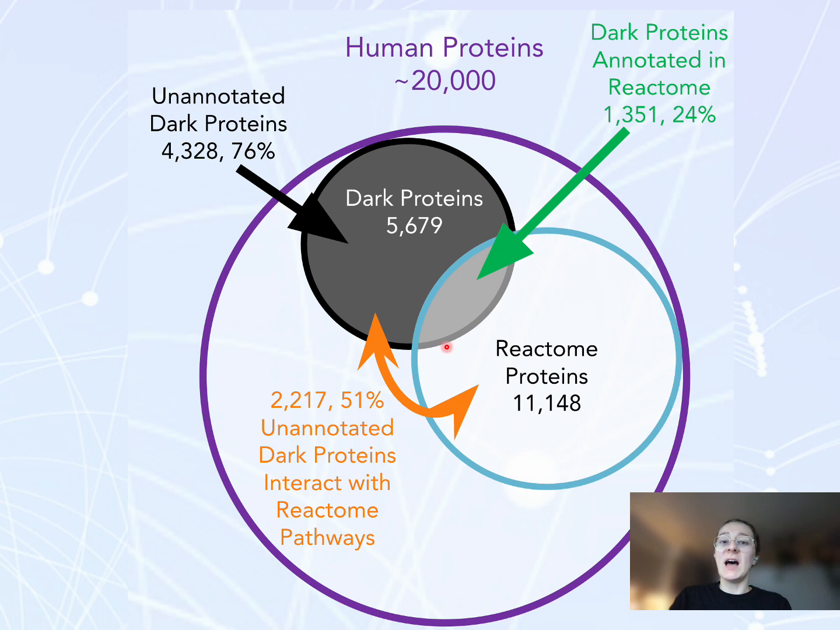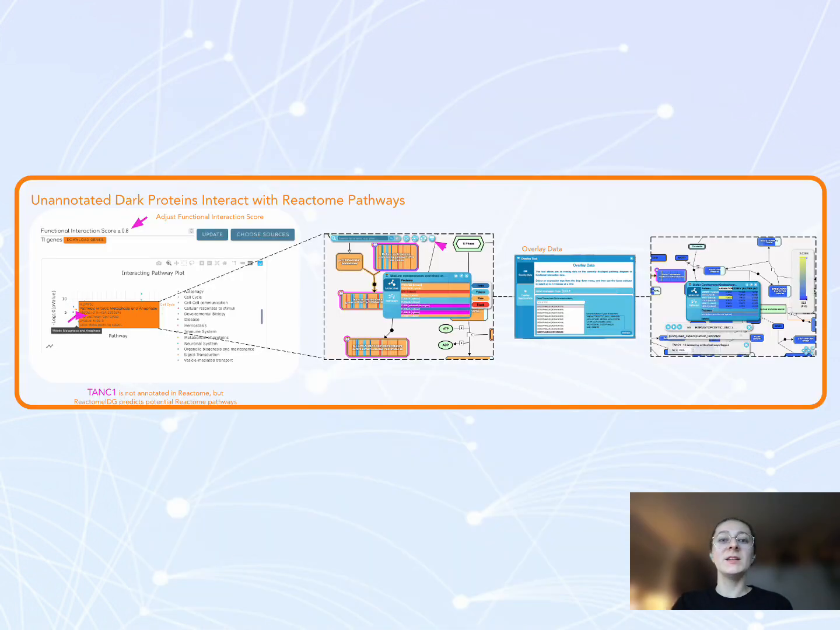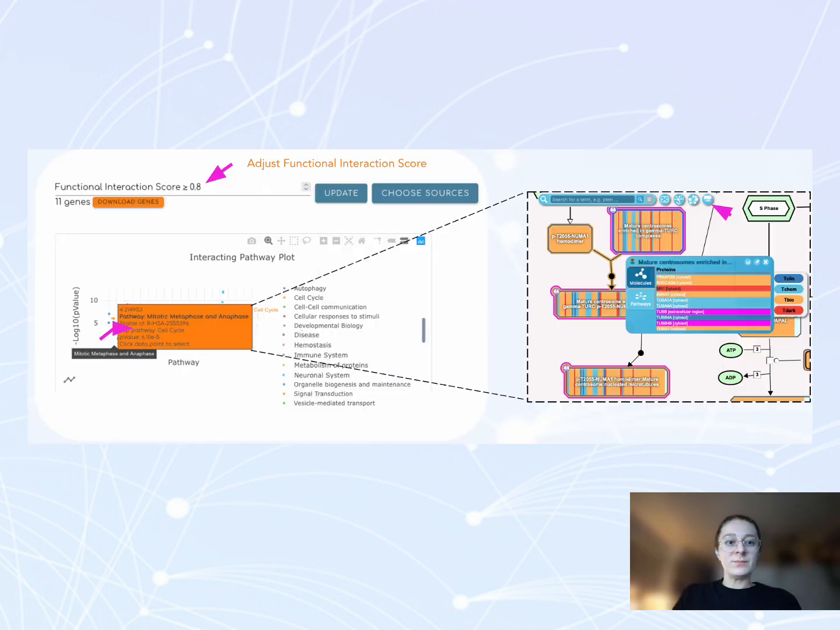Most dark proteins have not been annotated within Reactome. The user can study unannotated dark proteins by seeing how they interact with the Reactome proteins that have been well studied and annotated. An example of a dark protein that has not been annotated within Reactome is TANK1, and there are multiple applications for the user to see this protein within the context of well-known annotated Reactome pathways.